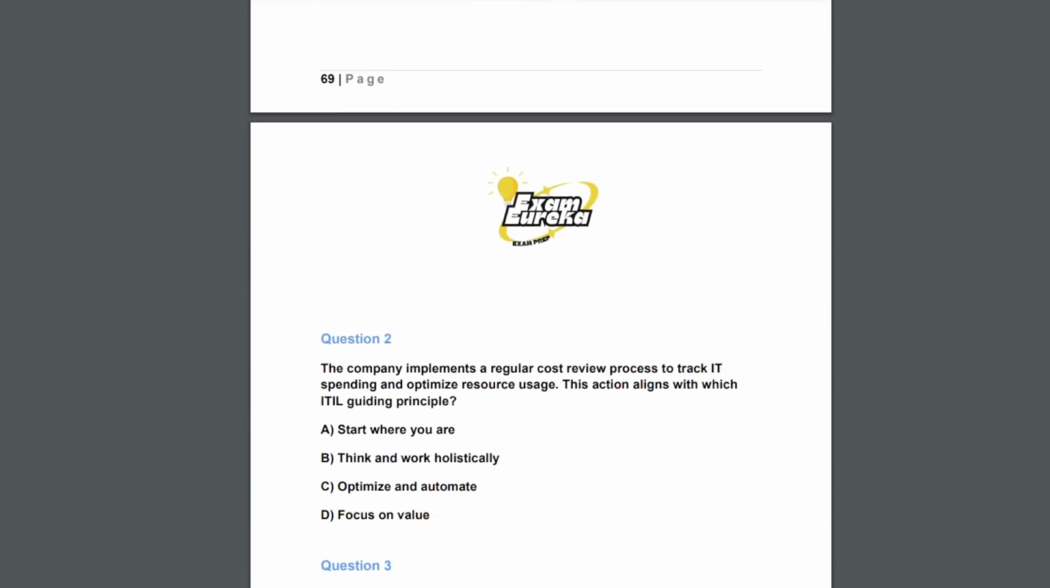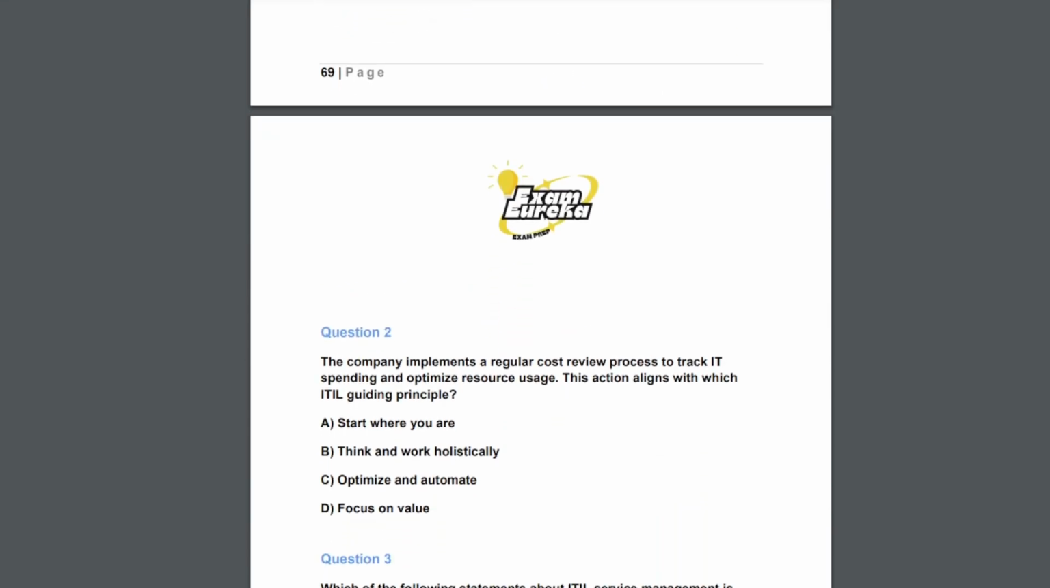Question 2. The company implements a regular cost review to track IT spending and optimize resource usage. This action aligns with which ITIL guiding principle? Is it start where you are? Is it think and work holistically? Is it optimize and automate? Or is it focus on value?